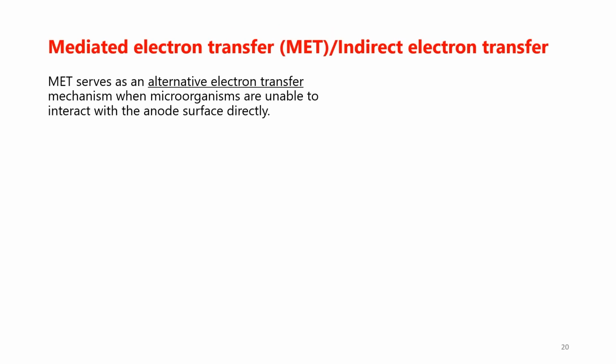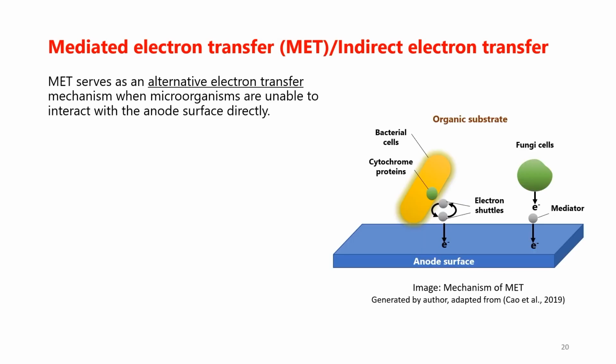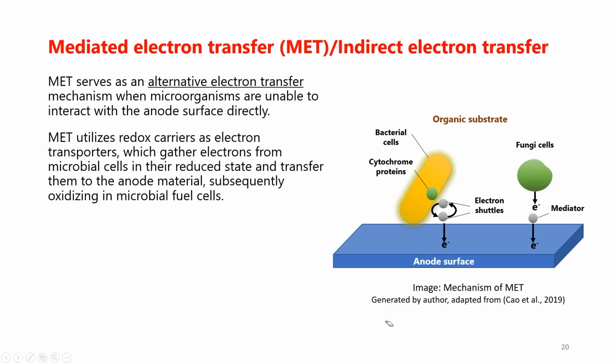In mediated electron transfer or indirect electron transfer, MET serves as an alternative electron transfer mechanism when microorganisms are unable to interact with the anode surface directly. So, here we do not see the presence of any pili. So, here there are certain mediators or electron shuttles.